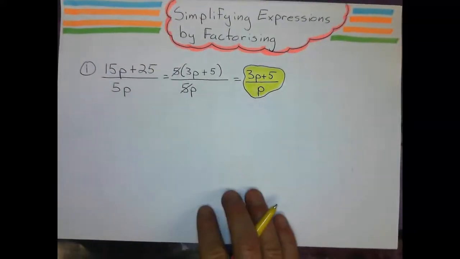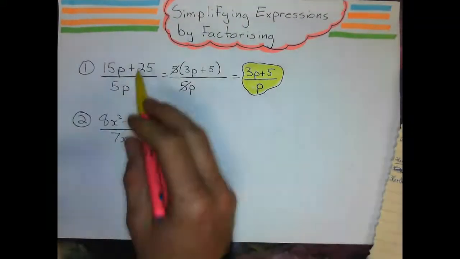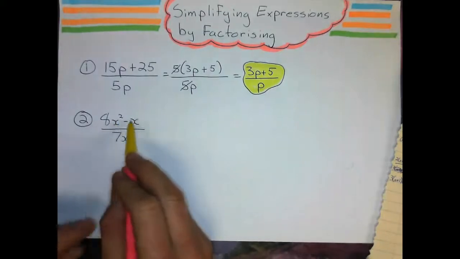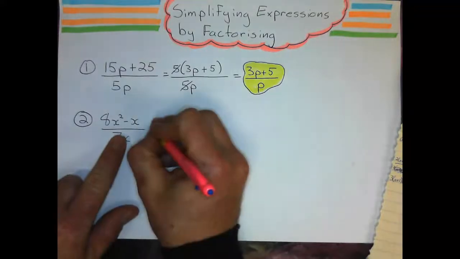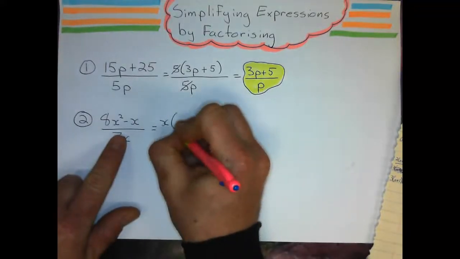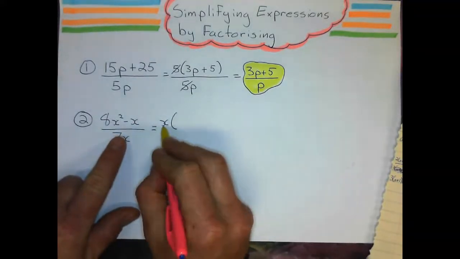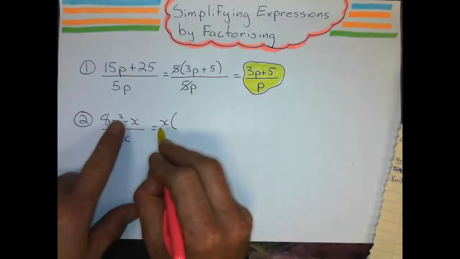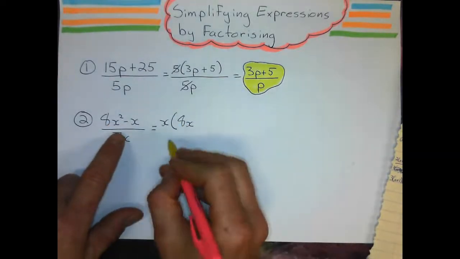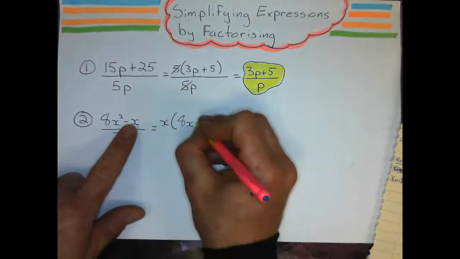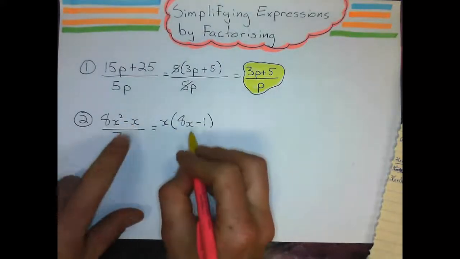Okay, let's look at another example. Similar to the top one, I have a common factor in the top expression, which I'll factorize out. I can see it. It's x. x is a common factor, so I pull that out of the expression. That's the highest common factor. x times what is 8x squared? 8x. And then x times what is that negative x? So that's minus 1.